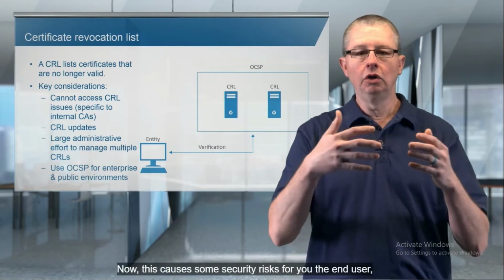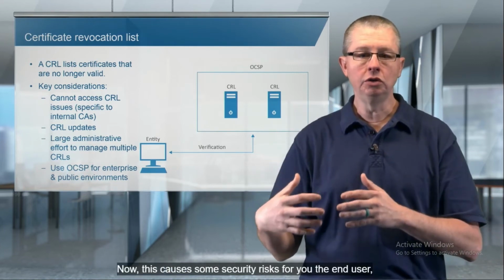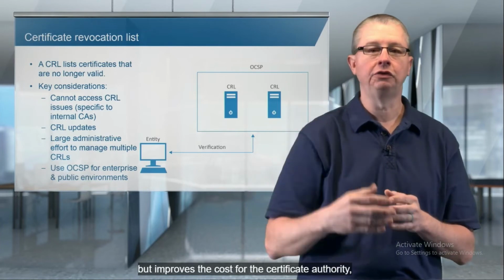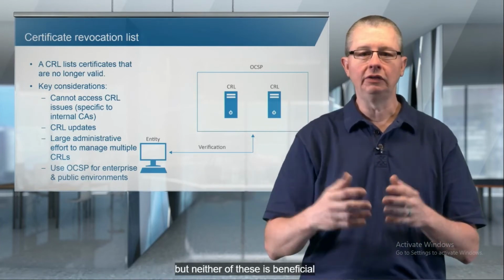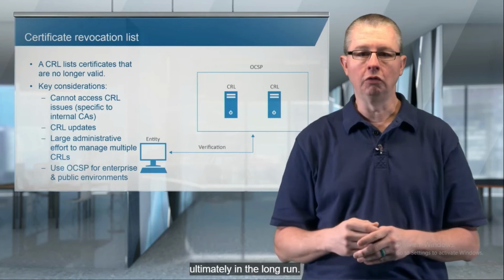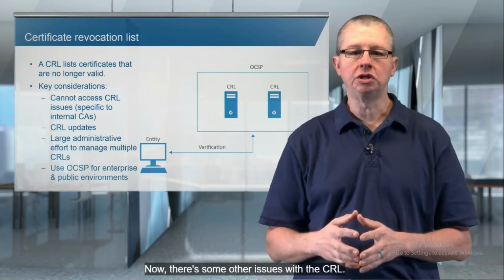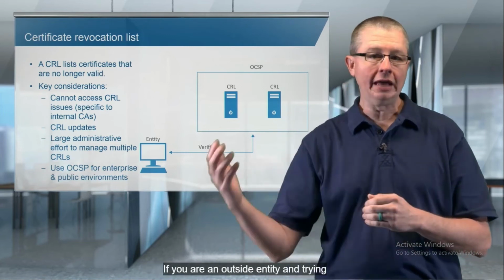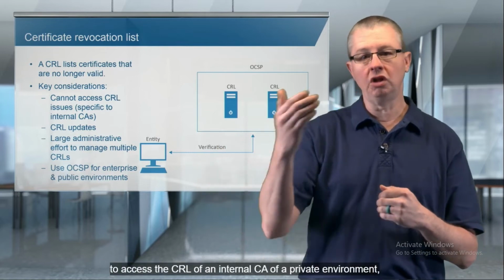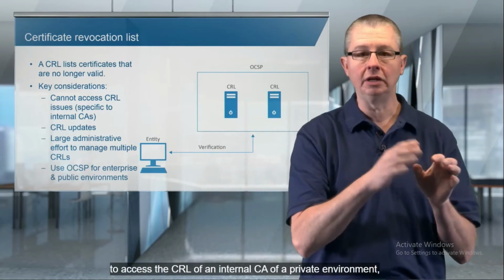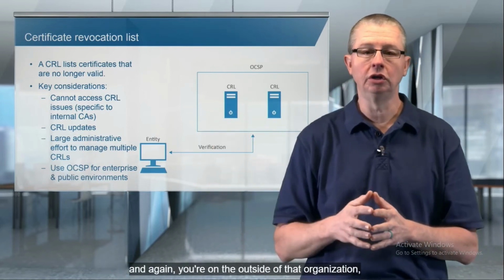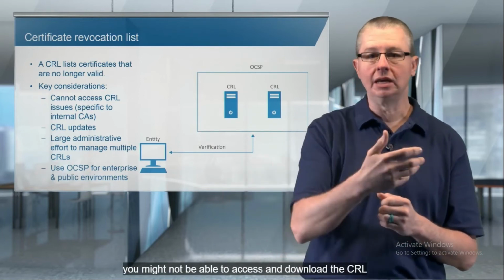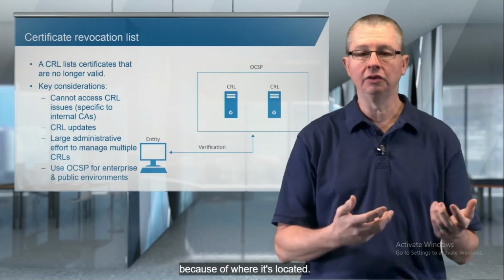Now, this causes some security risks for you, the end user, but improves the cost for the certificate authority, but neither of these is beneficial ultimately in the long run. Now, there's some other issues with the CRL. If you are an outside entity trying to access the CRL of an internal CA of a private environment, and again, you're on the outside of that organization, you might not be able to access and download the CRL because of where it's located.